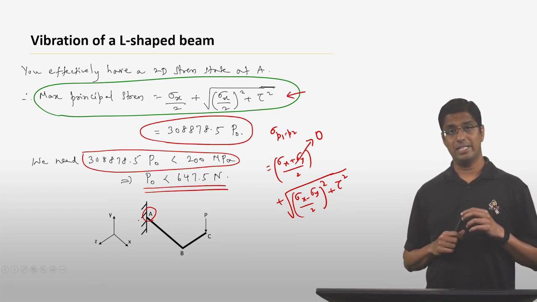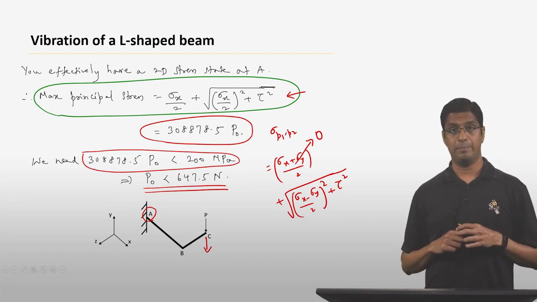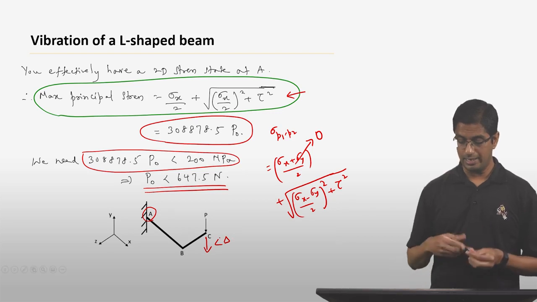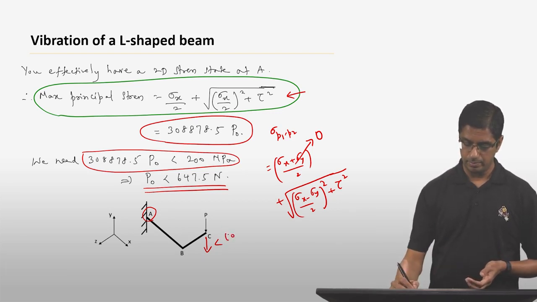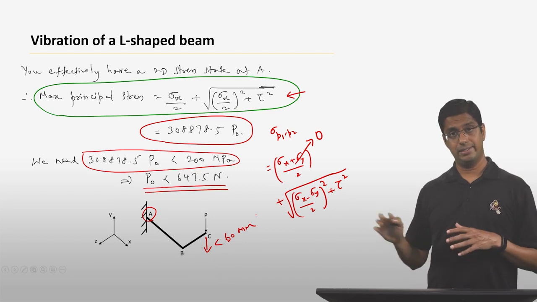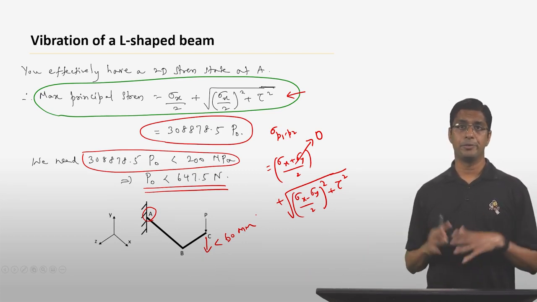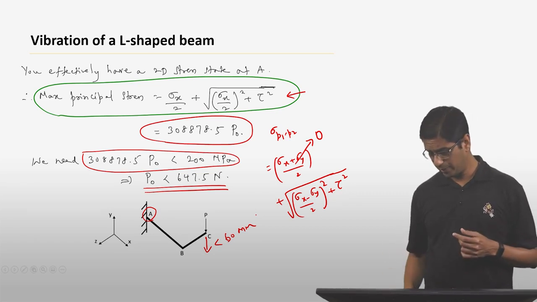We are also asked to satisfy the condition that the maximum deflection at point C should be less than 60 millimeters. Okay? So this is a completely different condition. One condition talks about the stress at point A, the other condition talks about the deflection at point C. But we have to choose a P naught such that both these conditions are satisfied. Okay? And that is what we are going to do next.